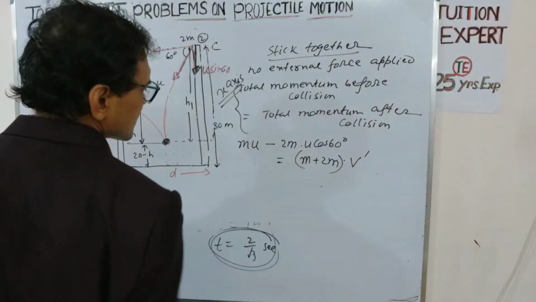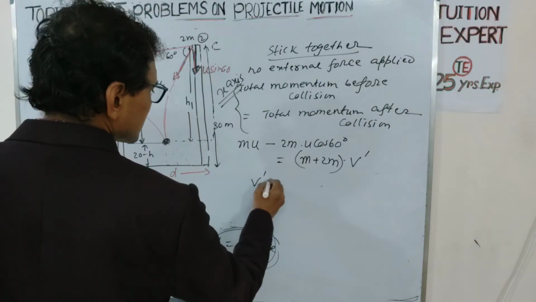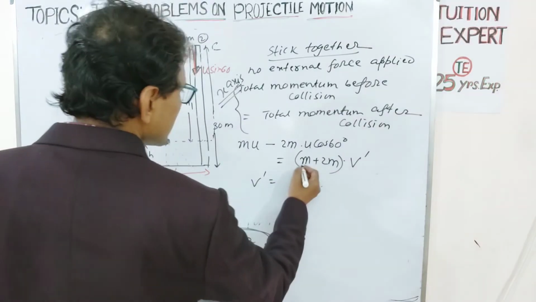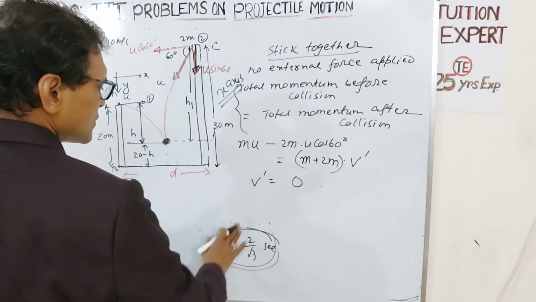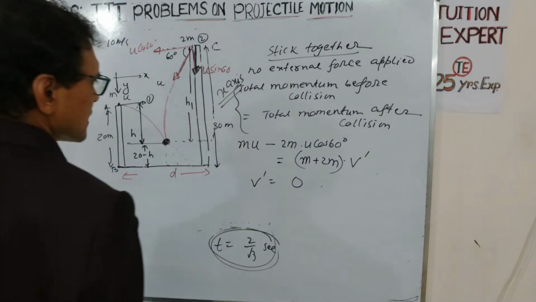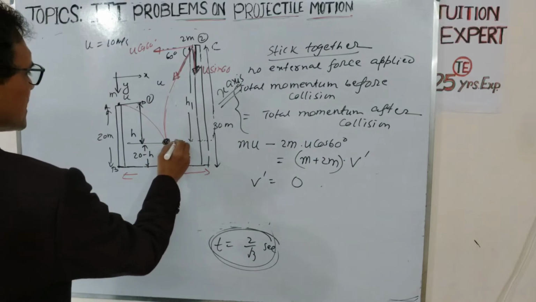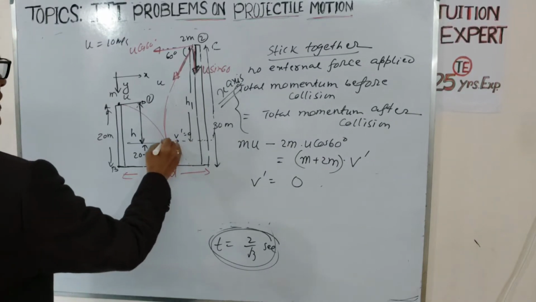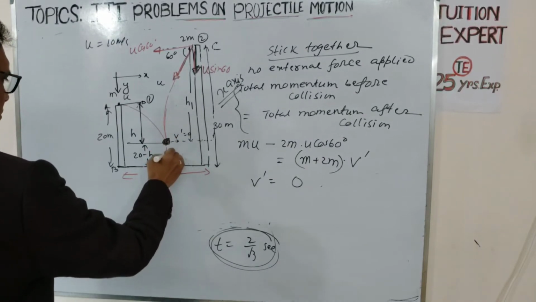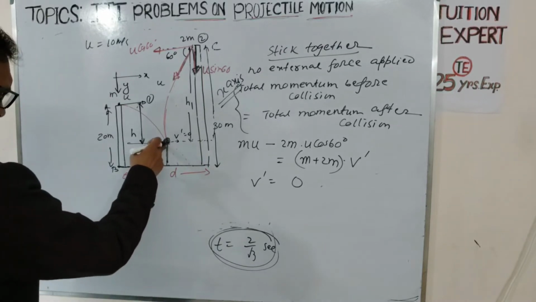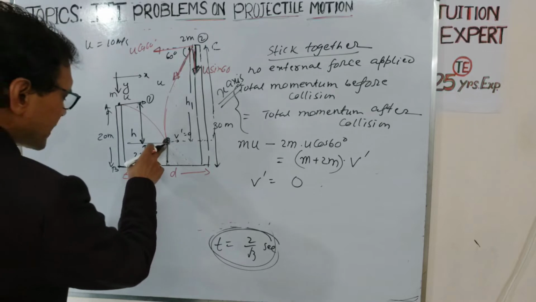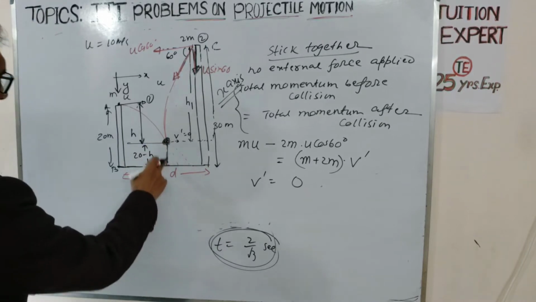Suppose this is v dash. Then the value of v dash will be 0 from that equation, because cos 60 degrees is half, mu minus mu is 0, so v dash equals 0. That means after collision the horizontal velocity is 0. That means the two bodies fall directly below the collision, at the point of collision. So the two bodies combined fall vertically.